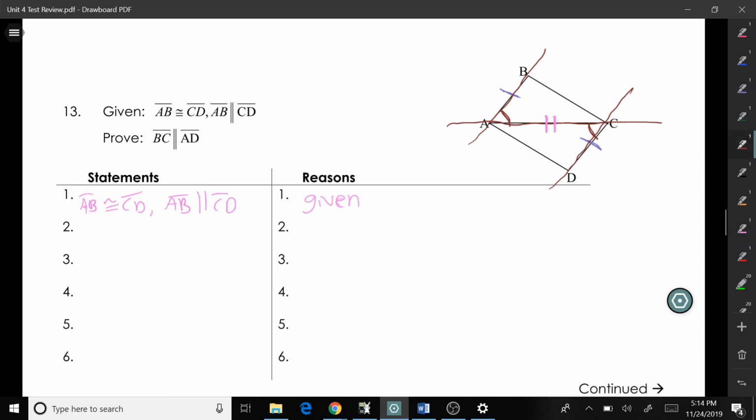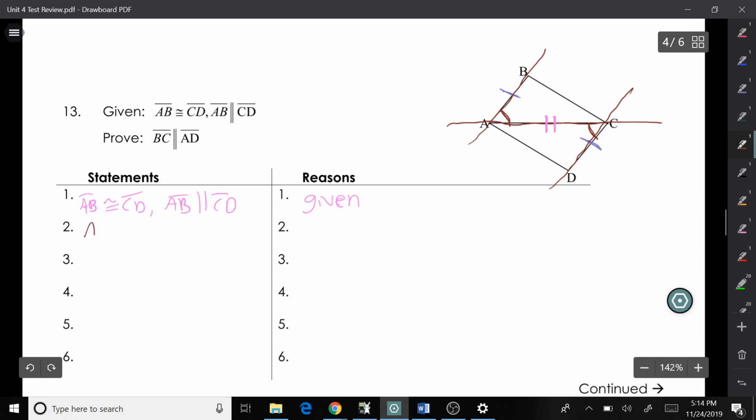And we can either talk about the shared side or the alternate interior angles first. It doesn't matter because these are all blank. But let's say I said right here that AC is congruent to CA. Well, then the reason would have to be reflexive property of congruence. Or what if I gave you the reason was alternate interior angles are congruent? That means the statement would have had to talk about my angles here. So it doesn't matter which one we use first.